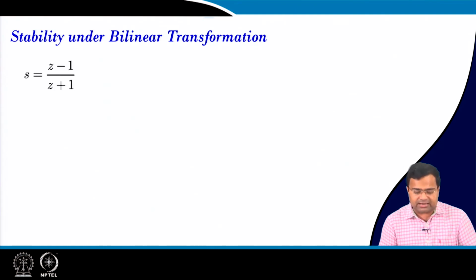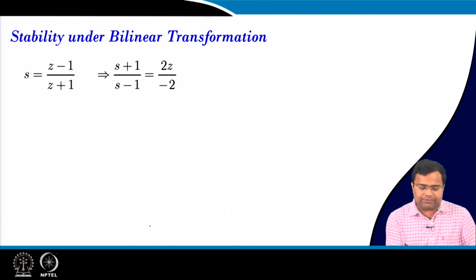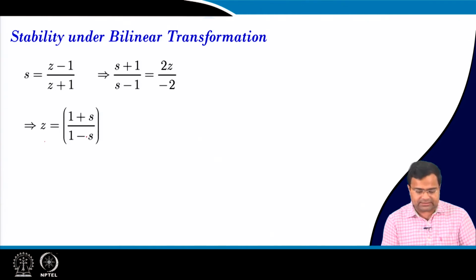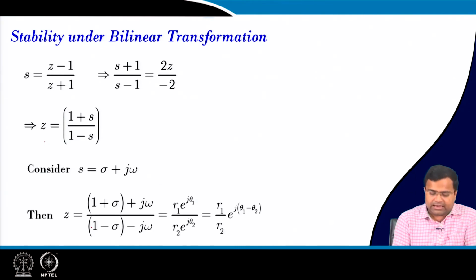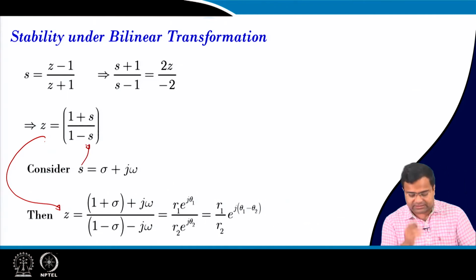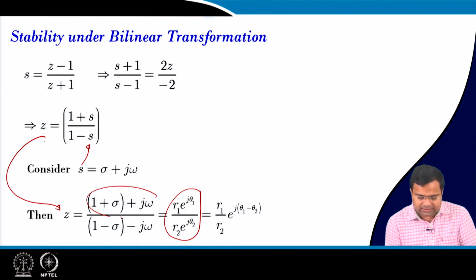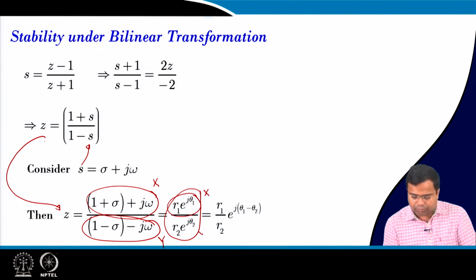The next is the bilinear transformation. If you write s equal to (z minus 1) by (z plus 1), and again simplify to write z in terms of s, now you write s equal to sigma plus j omega, and you replace and rearrange, that means you obtain z by substituting s in this expression. Then you will get (1 plus sigma plus j omega) by (1 minus sigma minus j omega). If you write it in complex numbers, this is one complex number, let us say x, and this is another complex number, let us say y, with the polar representation of x and the polar representation of y.